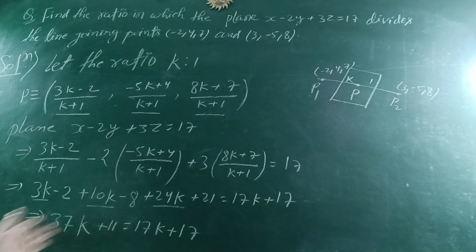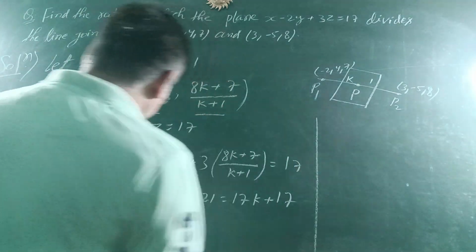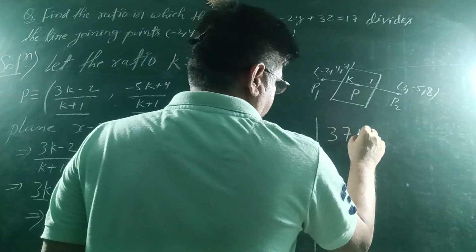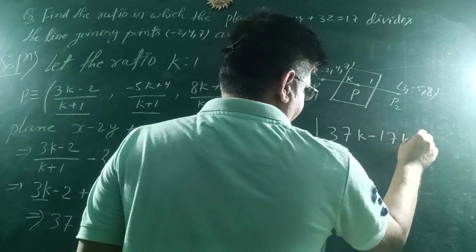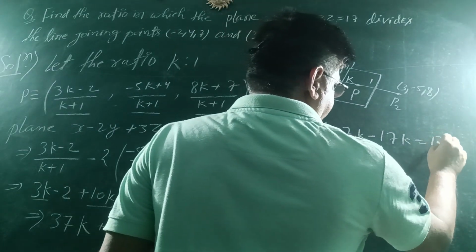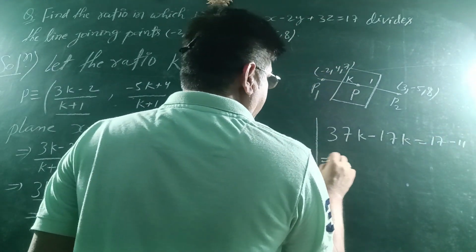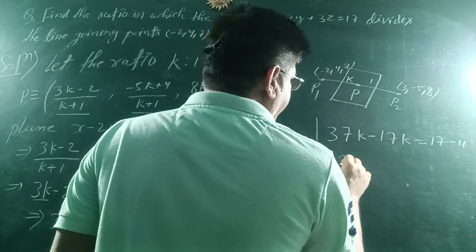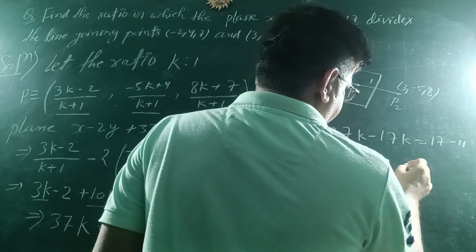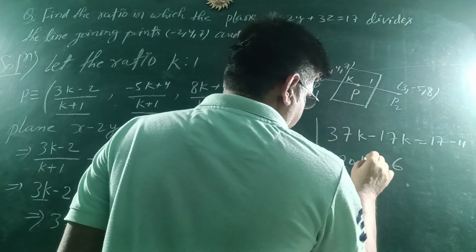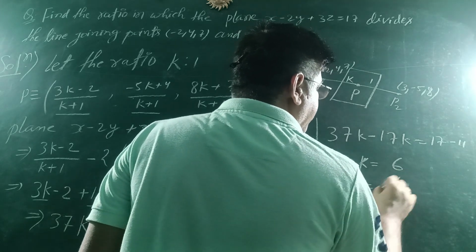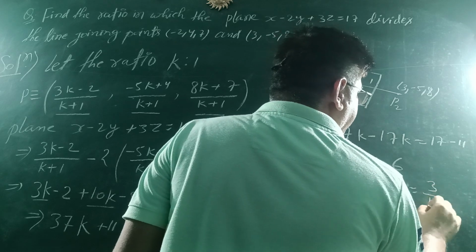And on the left hand side, it goes to k: 37k minus 70k is equal to 70 minus 11, and that gives minus 33k equals 59. So k equals to 3 by 10.